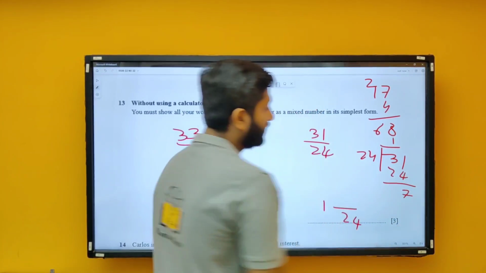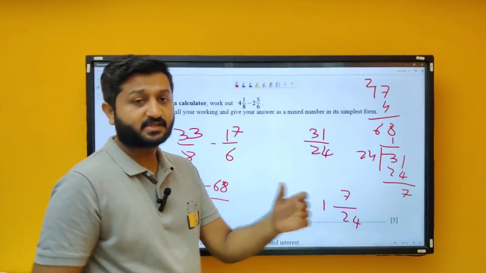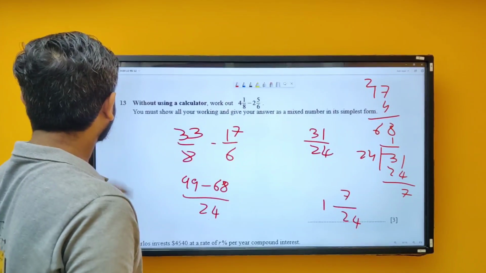11 minus 4 is 7. So one integer 7 by 4 is my answer.